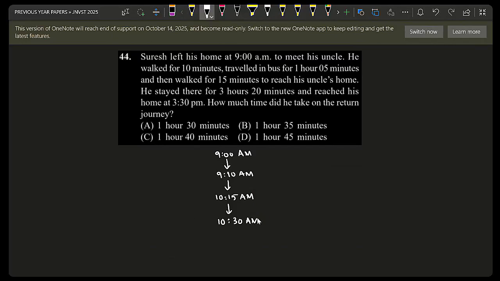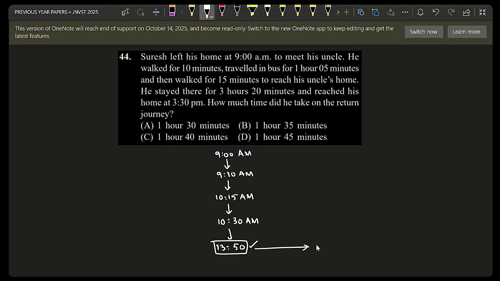He stayed there for 3 hours 20 minutes. It will become 10 plus 3 is 13 and 20 plus 30 is 50. So from now I'm not writing in AM PM 12-hour clock. I'm writing in 24-hour clock, 13:50. So he stayed there for 3 hours 20 minutes, started from his uncle's home at 13:50 and reached his home at 3:30 p.m.